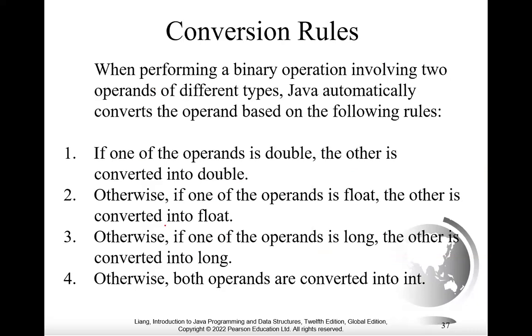So here are the conversion rules. Very similar to the rule we have in C. When performing a binary operation, by now I'm very sure you know the difference between binary operation and unary operation, involving two operands of different types, Java automatically converts the operands based on the following rules. If one of the operands is a double, the other is converted into double. Why? Because in memory hierarchy, double is the highest.